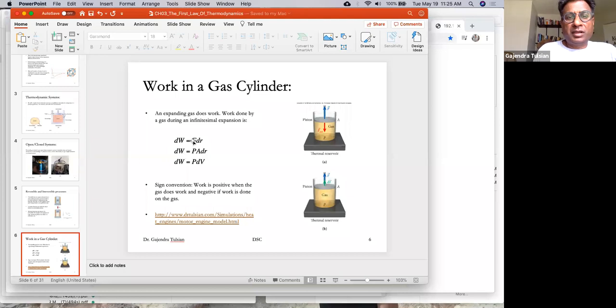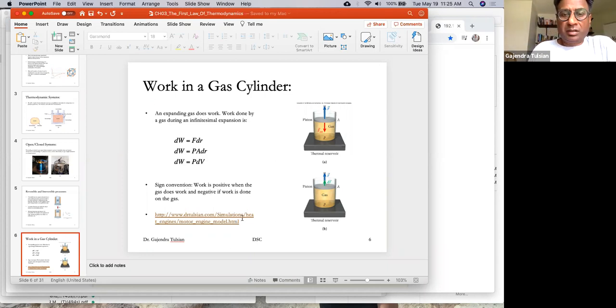Now, the force that the gas is applying is the pressure of the gas times the area of the piston. And area times dx is the change in volume of the gas. So what this expression is telling you is the small amount of work done by the gas is the pressure of the gas times the change in volume of the gas. If the volume increases, this is positive, the work done by the gas is positive. If the volume of the gas decreases, this is negative, and the work done by the gas is negative. Okay, so that's the sign convention.